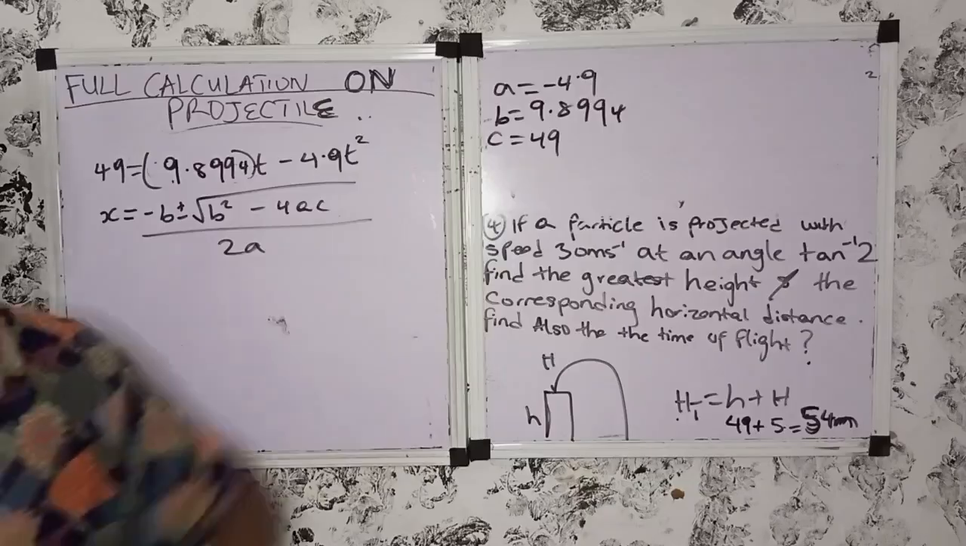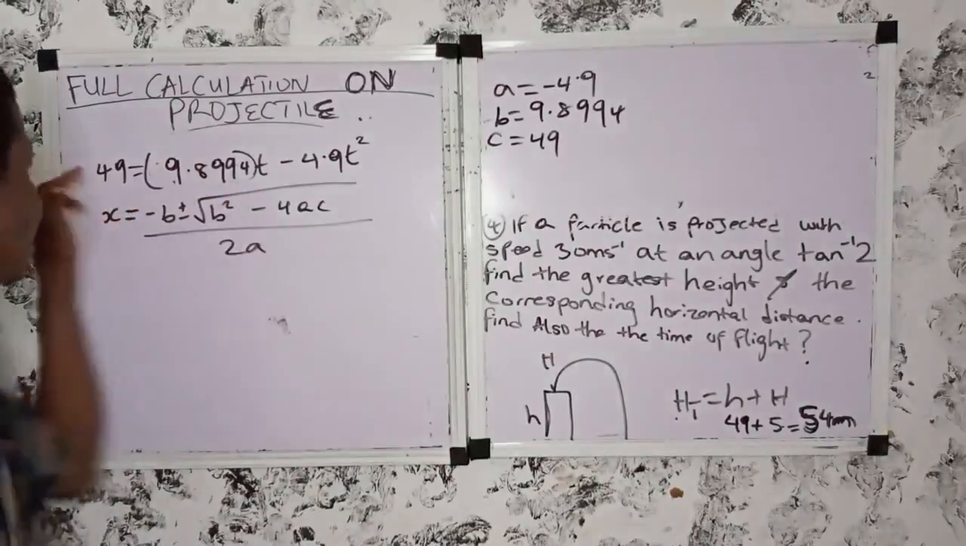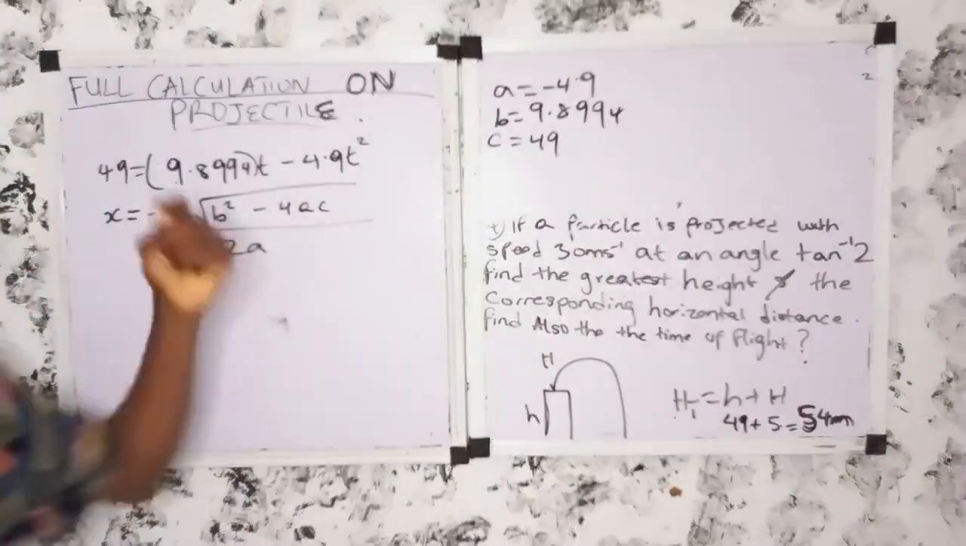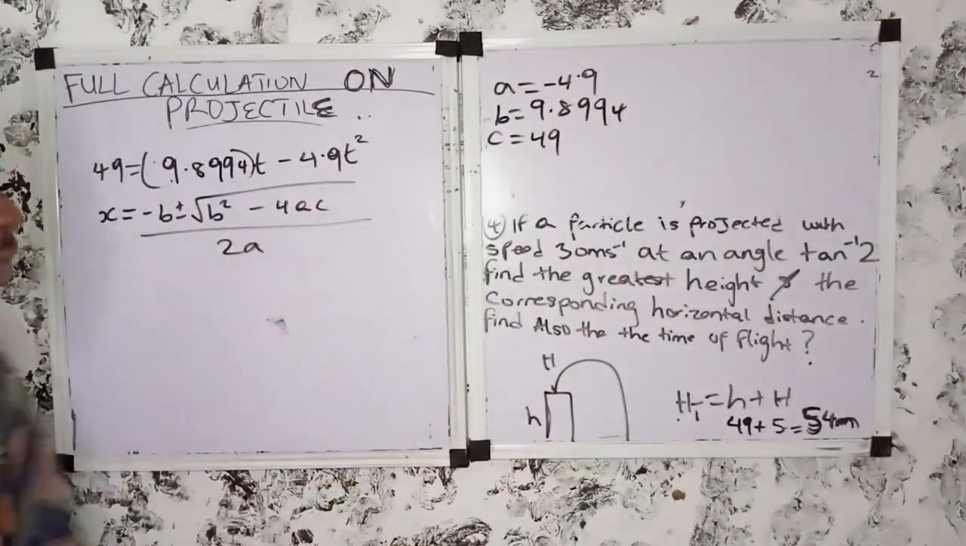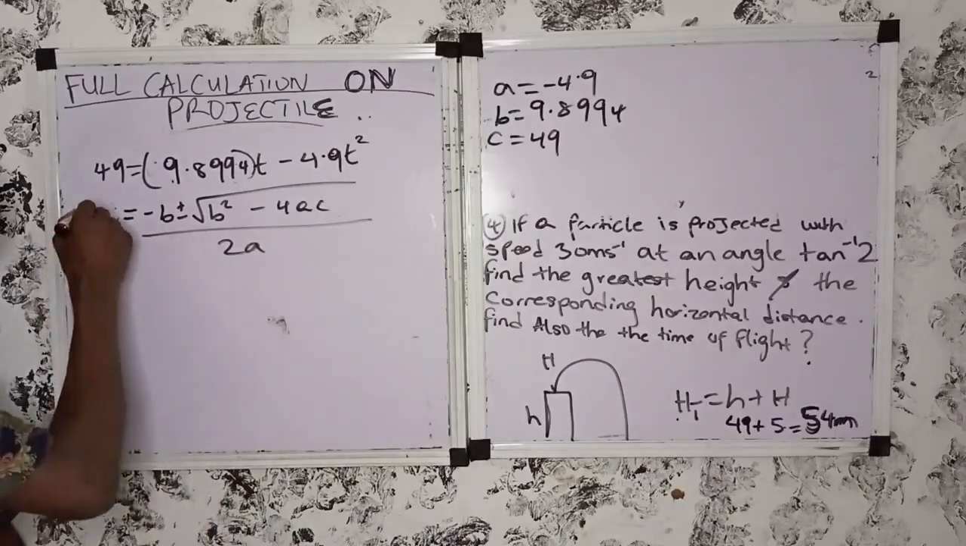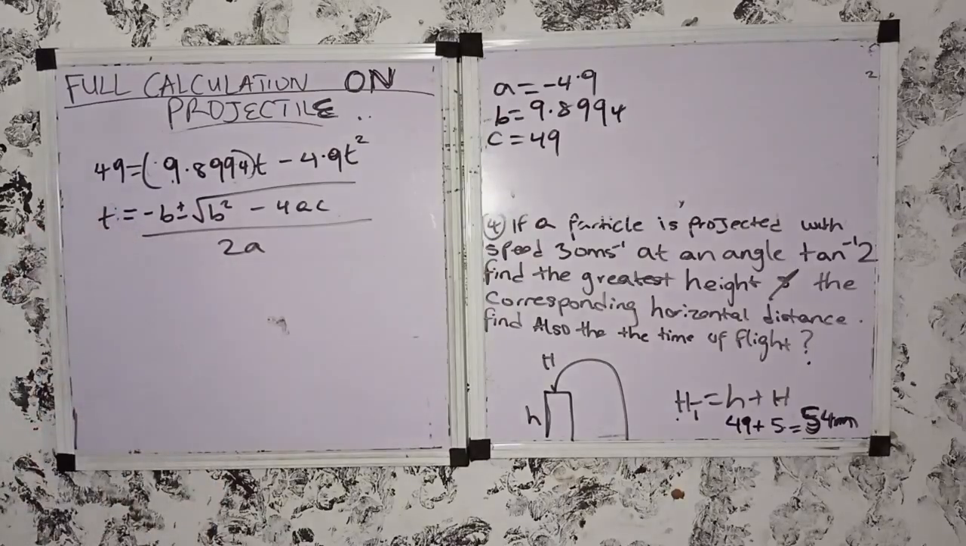So that's why we are using the quadratic equation, because this equation here is a quadratic equation. We are going to use it to look for the time. Now, in the place of x, since we are looking for time, we put t.